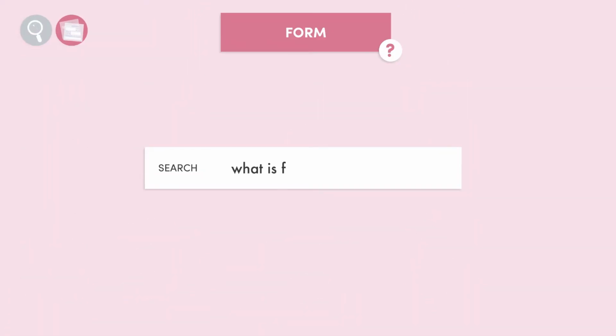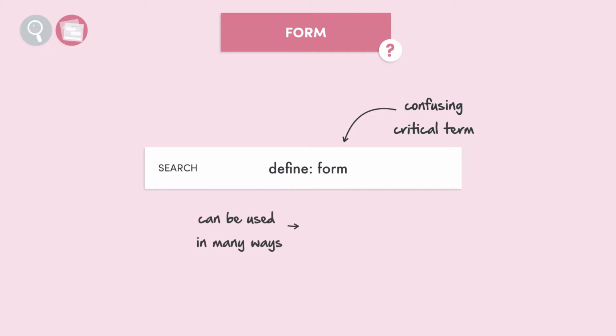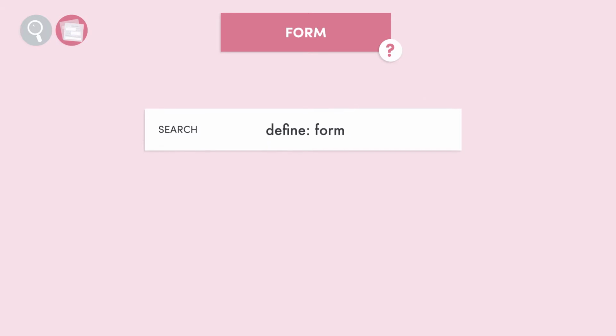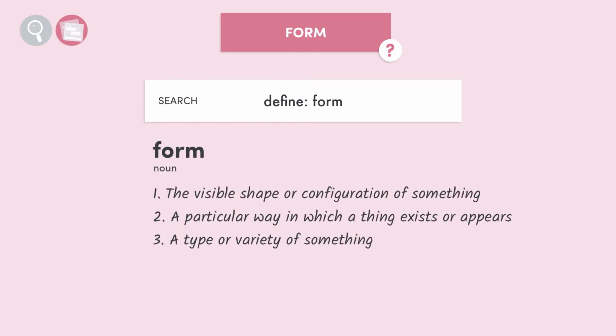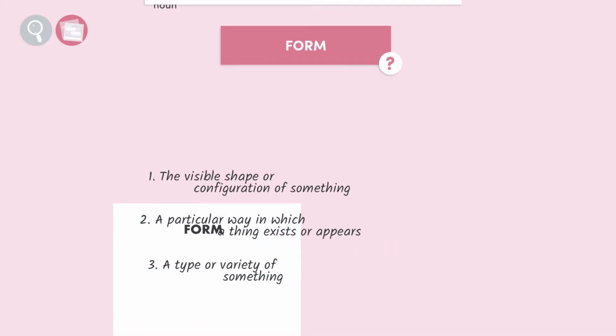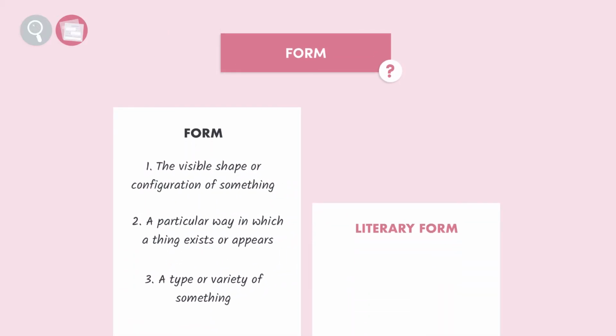Next up, what is form analysis? Good question. This might be the hardest one. Unfortunately, form is a confusing critical term that is used in a load of different ways. If you search for a definition of form on Google, it will say, the visible shape or configuration of something, a particular way in which a thing exists or appears, a type or variety of something. But actually, these three different definitions cover the different and confusing ways of thinking about literary form.